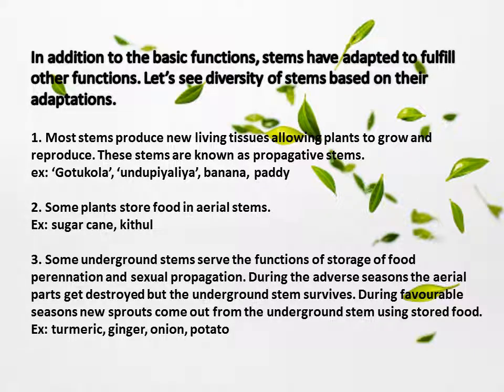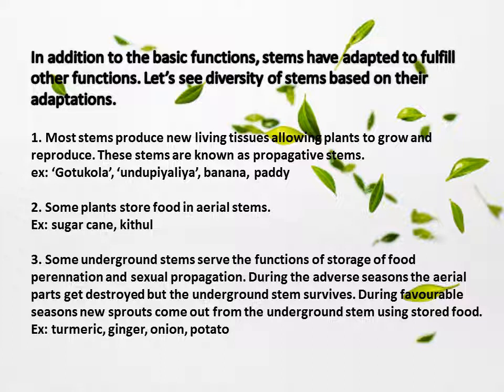In addition to the basic function, stems have adapted to fulfill other functions. Let's see diversity of stems based on their adaptation. Most stems produce new living tissues, allowing plants to grow and reproduce. These stems are known as propagative stems. Example, gotukola, undupiyaliya, banana and paddy. Some plants store food in aerial stems. Example, sugarcane and kithul.